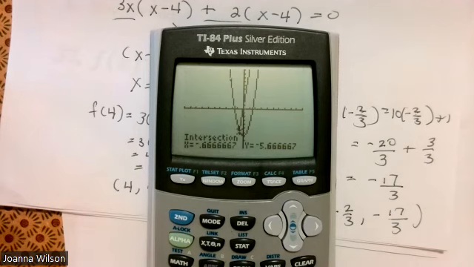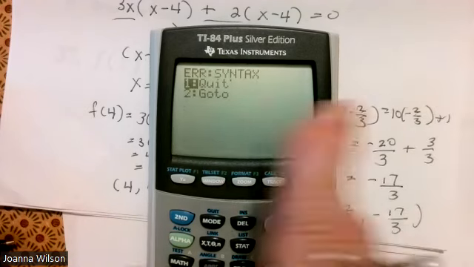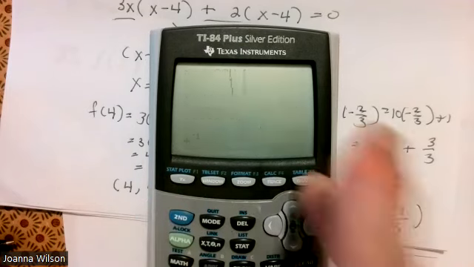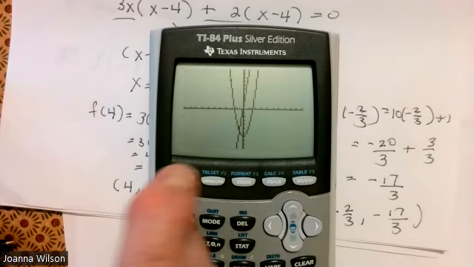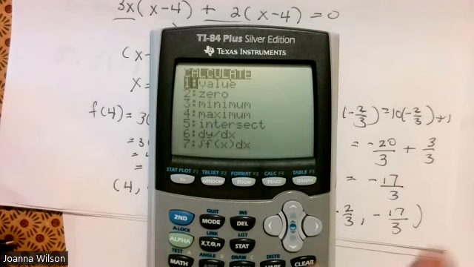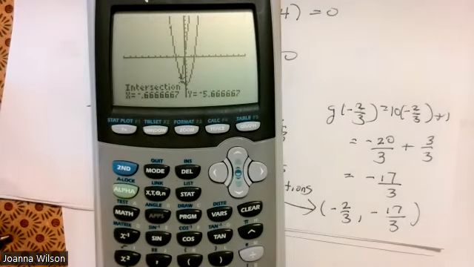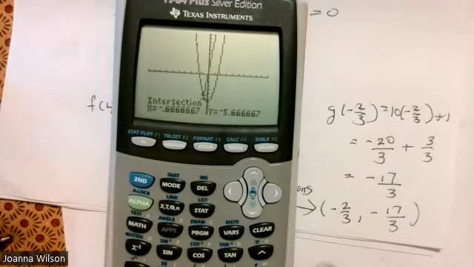Now, I don't know. What if I go math? I don't know if this will work or not. No, that won't work. So let's just go back to the graph. And let's go back and find the intersection again. Sorry, I just was trying something there. So I'm going to find the intersection. I'm already on the first curve, I'm on the second curve, and this then is just a guess.